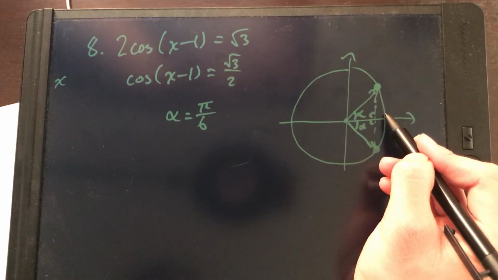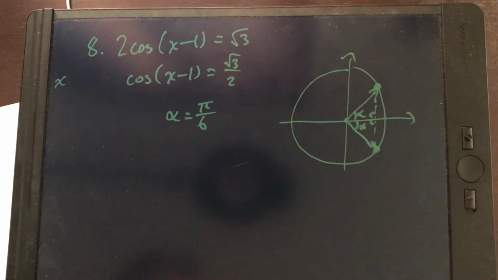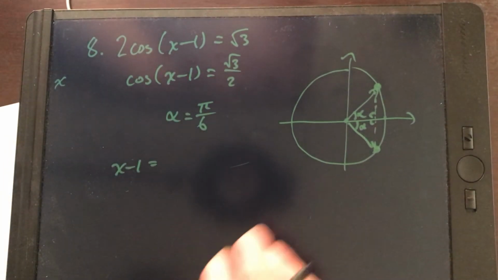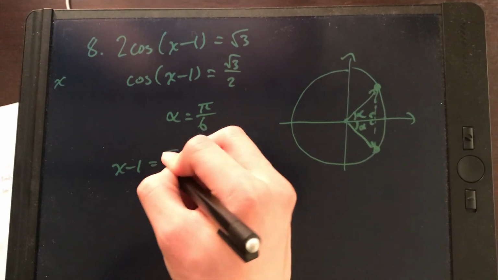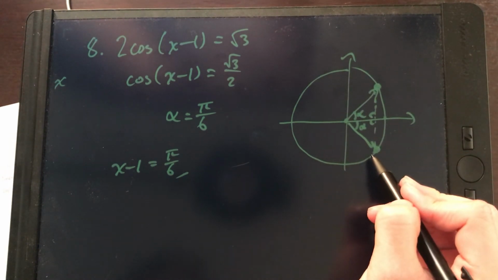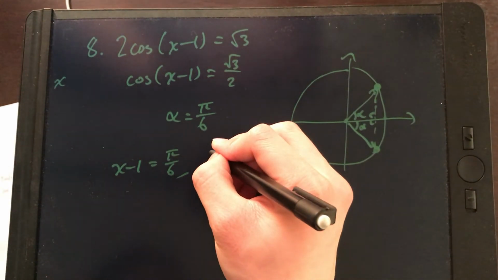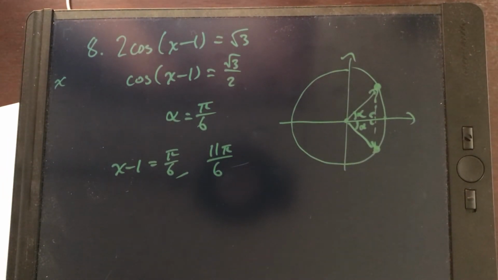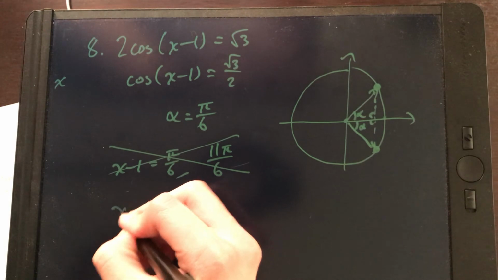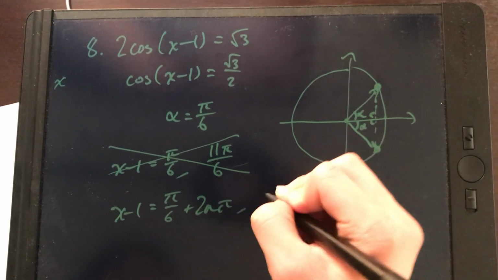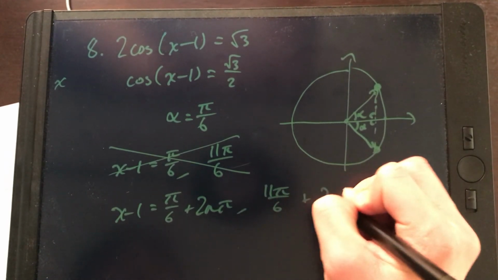So to get our first solution, we might go an alpha in the counterclockwise direction. So the input here, x minus 1, undoing the cosine function, sort of, is going to be pi over 6. The other solution is 2 pi minus pi over 6, and simplifying that actually gives us 11 pi over 6. Convince yourself that's true, or perhaps you've memorized it. But this is the general solution, so in fact, this isn't quite right. I need to, don't forget this, add multiples of 2 pi. 11 pi over 6 plus 2n pi.